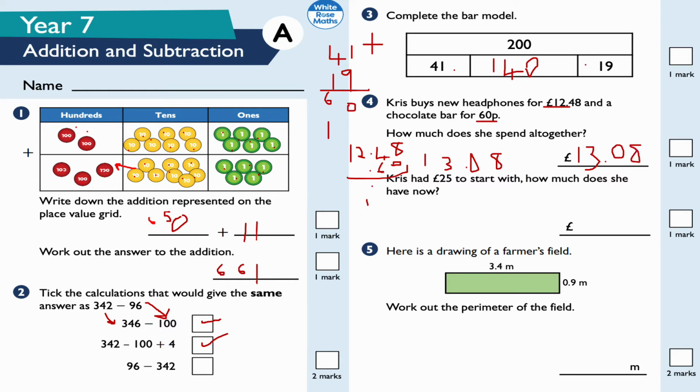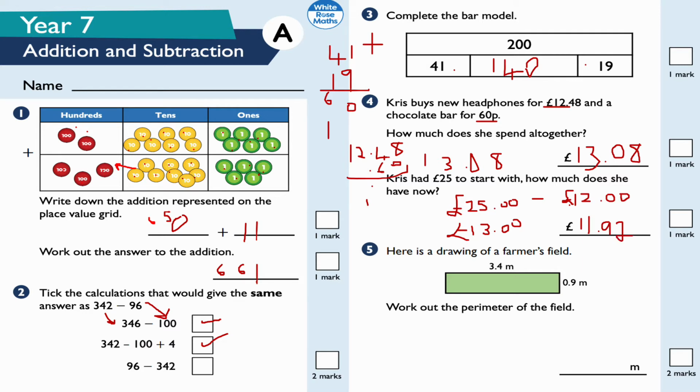It says that Chris had £25 to start with. How much does she have now? Well, £25, take away £13 and 8 pence. If we just take off £13 for now, and then we can just knock off 8 pence afterwards to make the sum a bit easier for us. So 25 take away 13 gives me £12, and then if I take off 8 pence from there, I'll get £11.92. So £11.92 is my answer for that question.